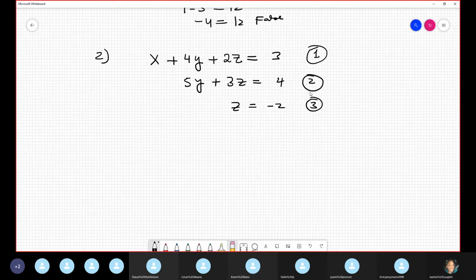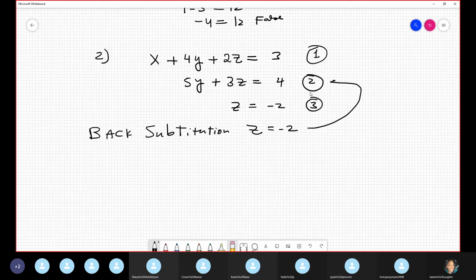Okay. In this case, super easy because you can apply back substitution. The reason que we can apply back substitution is que one variable is missing in the equation. It's obvious que z directly is -2. And use substitution this value in the second equation. Back substitution is the name of this method.